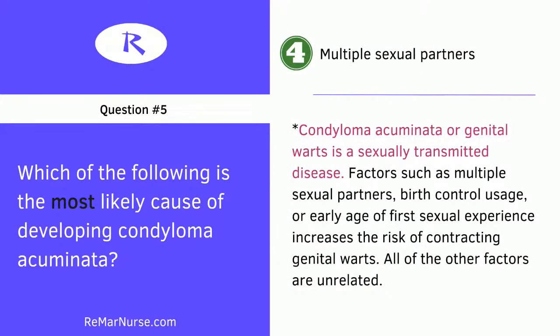Number 4, multiple sexual partners. Condyloma acuminata, or genital warts, yes, is a sexually transmitted disease. Factors such as multiple sexual partners, birth control usage, or an early age of the first sexual encounter definitely increase your risk of contracting genital warts. All of the other factors are unrelated.